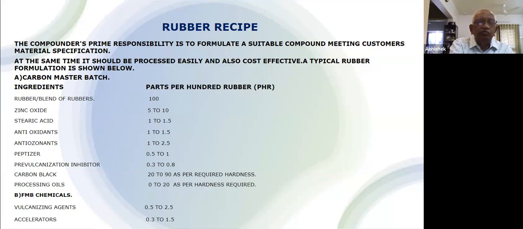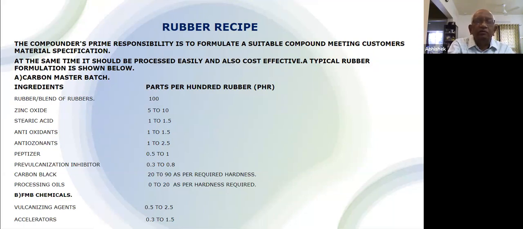Then the pre-vulcanization inhibitor. This is again a chemical added in a very small amount, because in the rubber industry, the major problem is the scorching of the rubber compound. So this actually prevents pre-scorching or pre-vulcanization of rubber. It is added in a very small part, 0.3 to 0.8. Then carbon black, as I told you, is the main reinforcing material. Depending on the hardness required, you can add 20 to 90 parts also.